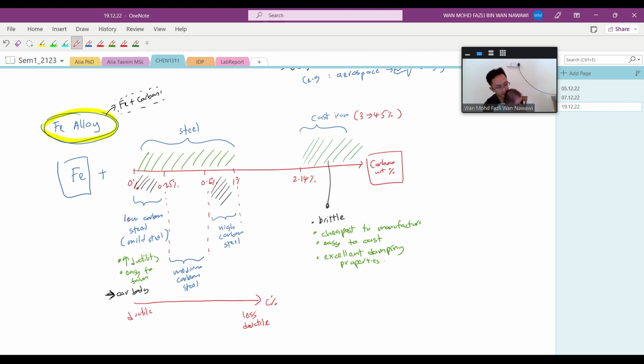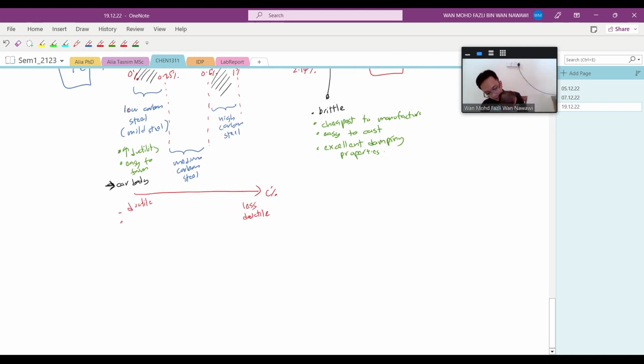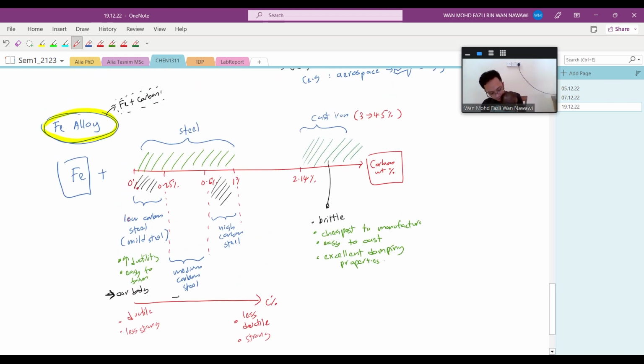Medium carbon steel is less ductile, but it's stronger. So here it's ductile but less strong, and here less ductile but strong. An example for medium steel is the railway track, the train railways. You see that the steel is a little bit different; it's stronger there.